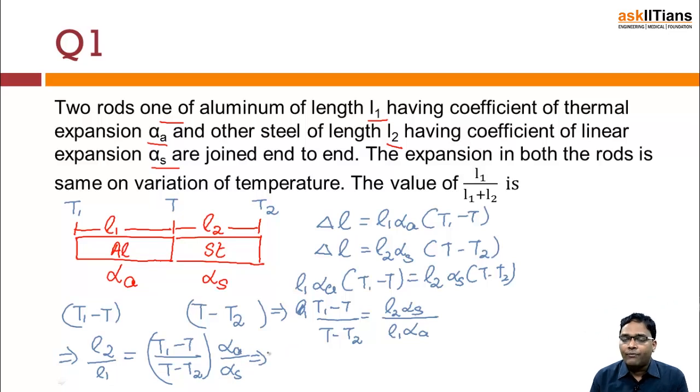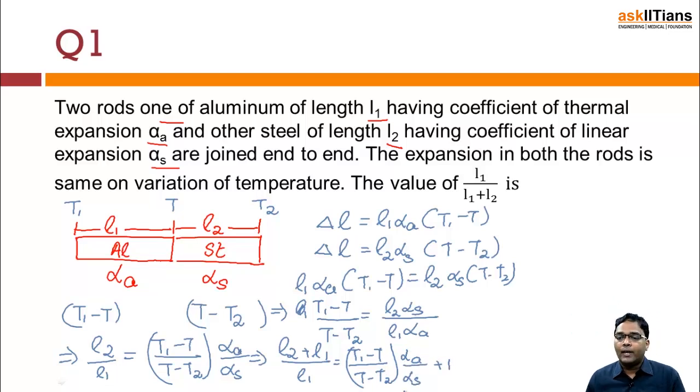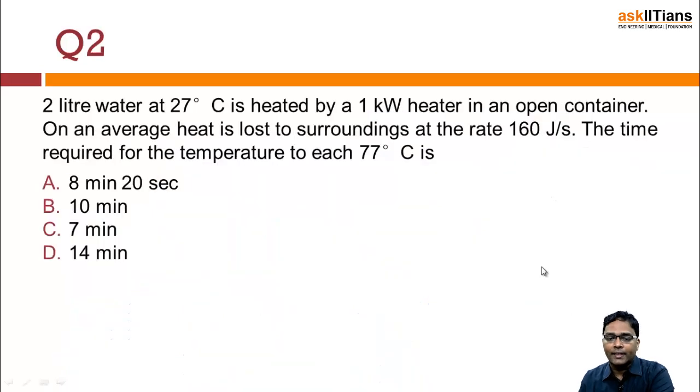Now let's add a factor of 1 on both sides. If you do that, we get L2 plus L1 divided by L1, and on this side we get T1 minus T divided by T minus T2 into alpha A divided by alpha S, plus 1. Once you simplify this expression, you will get the required answer. You just need to open up the brackets and invert the relation. Once you invert the relation, you will get what is required. So let's move on to the second question.